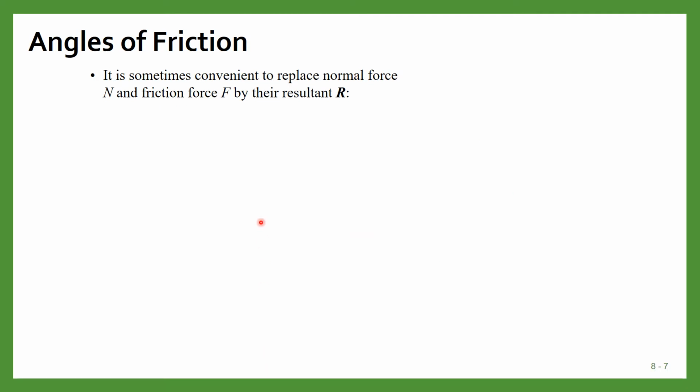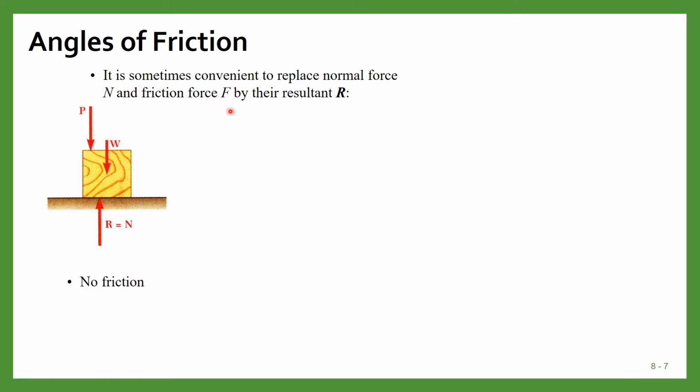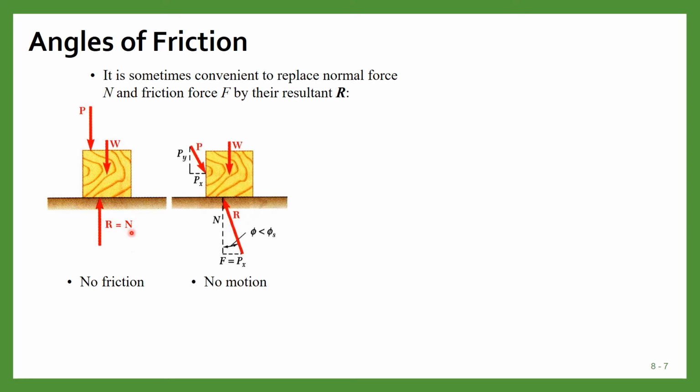Angles of friction. Sometimes it is convenient to replace the normal force and the frictional force by their resultant. This is the first case. In this we have no friction, so the resultant force will be equal to the normal force. Now in the second case, we can represent the normal force N and this frictional force F by their resultant R, and this is the angle between the normal and resultant force.